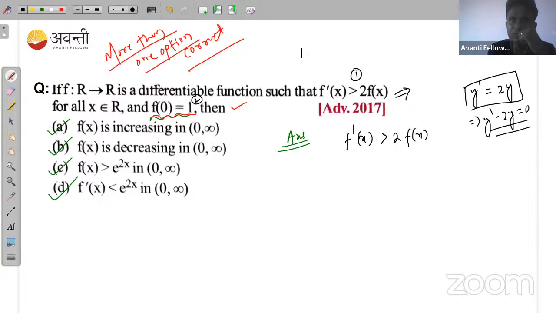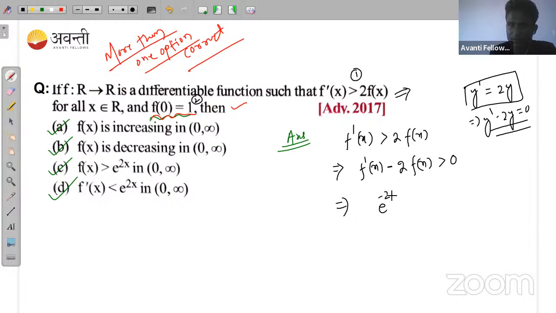It's an inequality though. So that is f dash x minus 2 f of x is greater than 0. Okay, so now you can check it. This is a linear differential equation, so I will multiply by e to the power minus 2x. Why am I multiplying? Because that is the integrating factor, in order to make it a derivative.